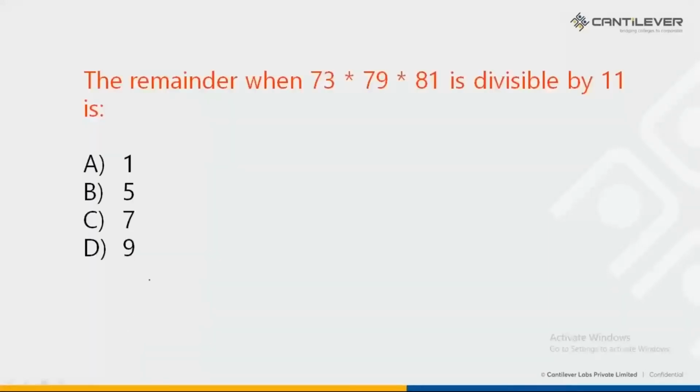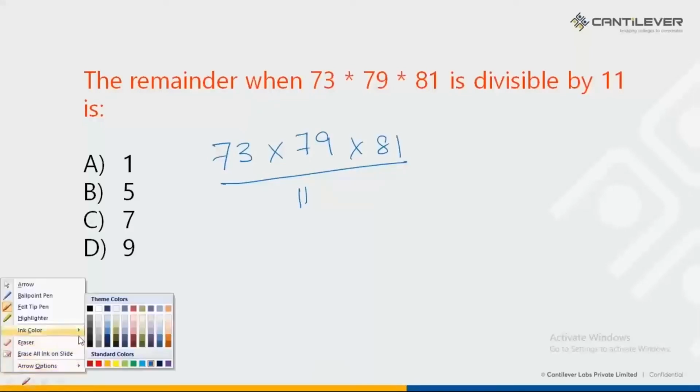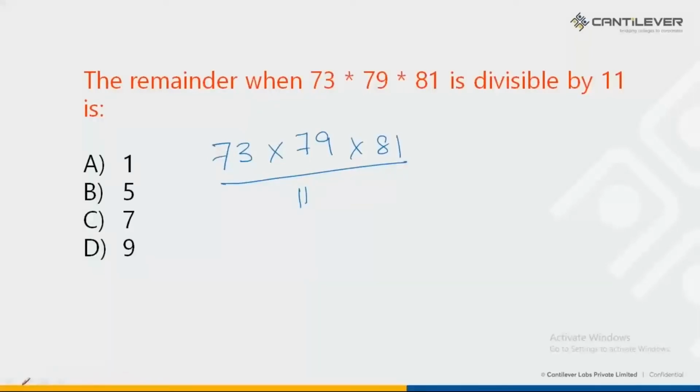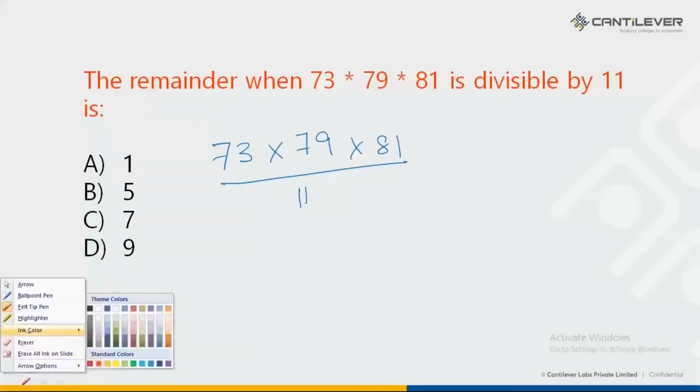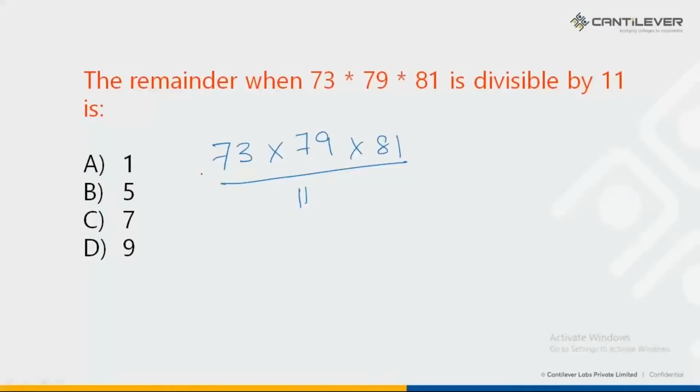So one more application of this divisibility rule, the negative remainder concept. 73 into 79 into 81 divided by 11. Now I can't multiply all the numbers and again divide by 11 and check for the remainder, right? So how can we solve this? We'll go for negative remainders. Here 11 is the divisor, so 77 will get cancelled, and minus 4 will be the remainder. Next 79, 77 you can cancel, plus 2 will be the remainder.